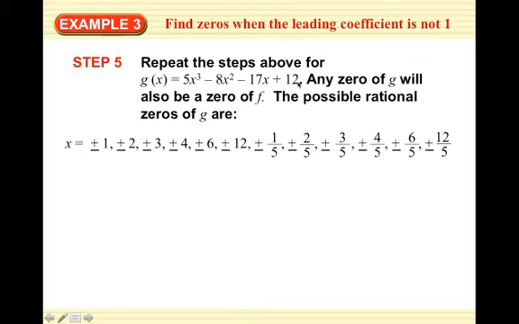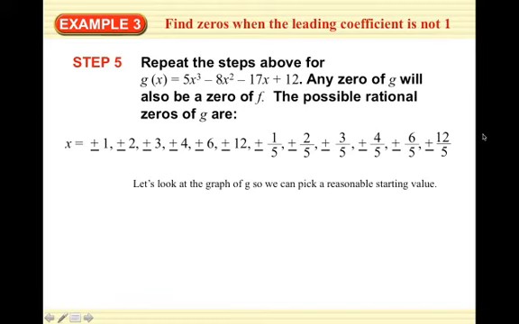So the p's are plus or minus 1, plus or minus 2, plus or minus 3, plus or minus 4, plus or minus 6, plus or minus 12. But the q's are just plus or minus 1, plus or minus 5. So if you look, here's where we've divided by plus or minus 1, and here's where we've divided by plus or minus 5. Still a pretty big list.